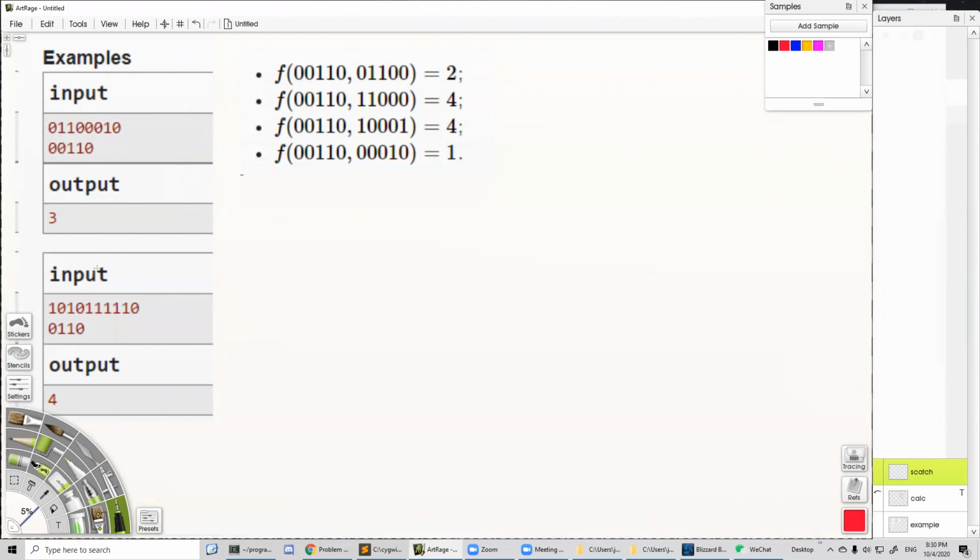Both of the streams are composed of digits of either 0 or 1. Right? This is string A. This is string B. This string is strictly less than or equal to this string. So the length of this string is smaller than the length of this string.